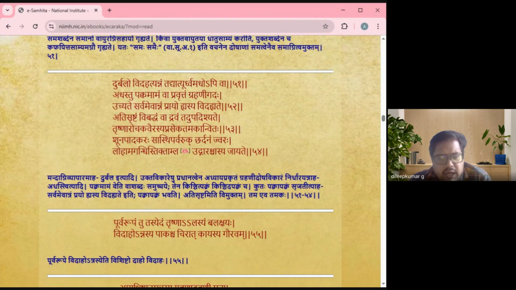So when this Agni becomes irregular, Agni becomes Dushti regularly, and finally it is called Grahani Gada. The repeated formation of Ajirna, repeated Agni Dushti is called Grahani Gada. If the doshas are moving downwards, then it is called Grahani Gada or Adhogata Grahani or Grahani. Whereas if it moves upwards, then it is called Amla Pitta.